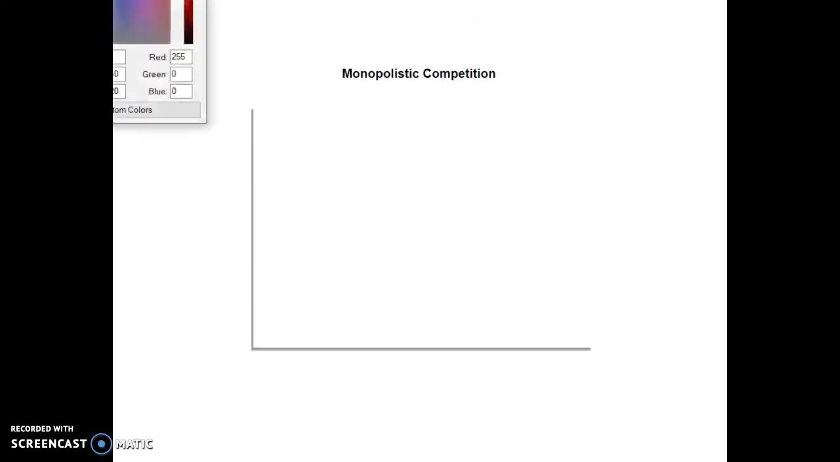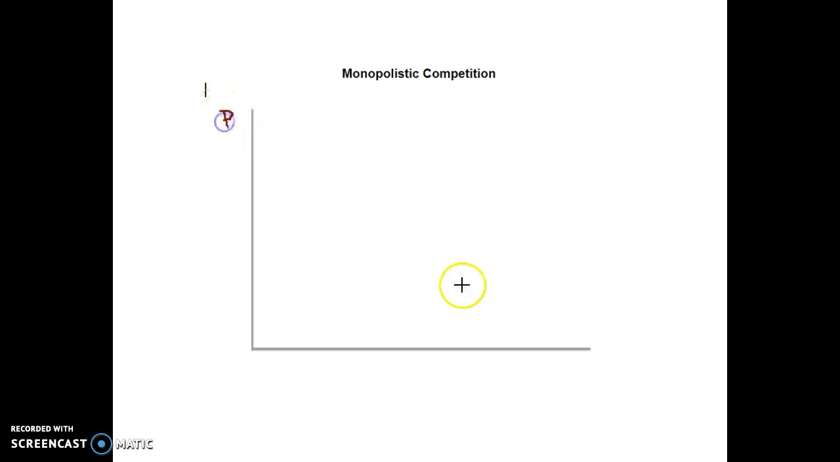Okay, our next graph is going to be monopolistic competition. Let's take a look at this. Monopolistic competition actually looks a whole lot like a monopoly. So we're going to put our price up here. We're going to put our quantity down here.